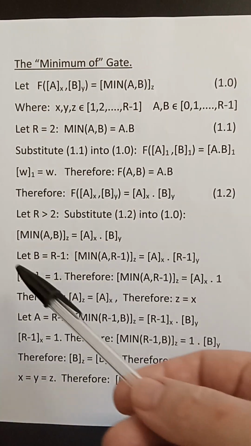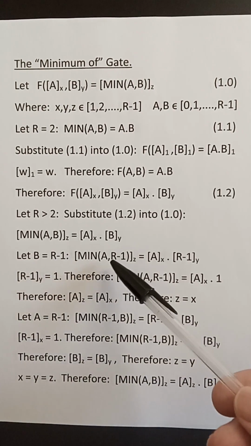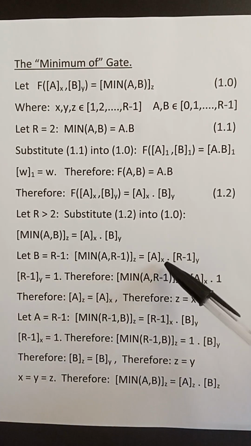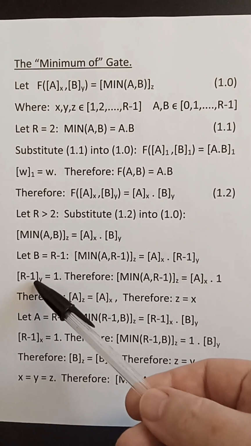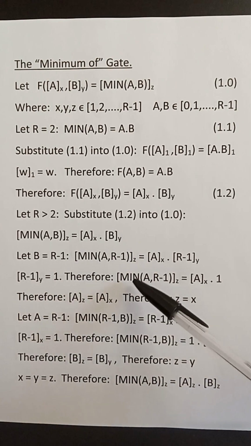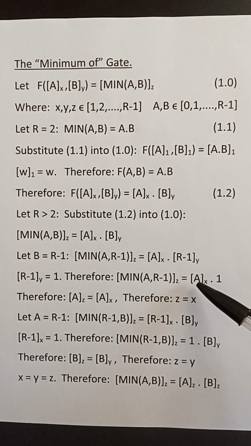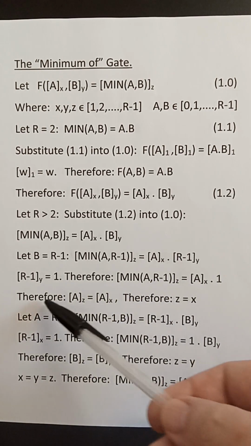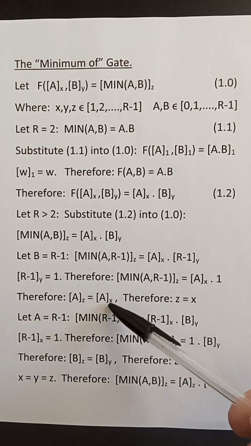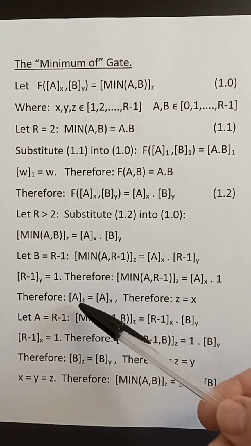So now we're going to let b equal r minus 1, or min a, r minus 1 to the z equals a to the x and r minus 1 to the y. R minus 1 to the y equals 1, therefore min a, r minus 1 to the z equals a to the x and 1. So this equals a and this equals a here. So we have a to the z equal a to the x. Therefore z equals x, because the subscripts must be the same.